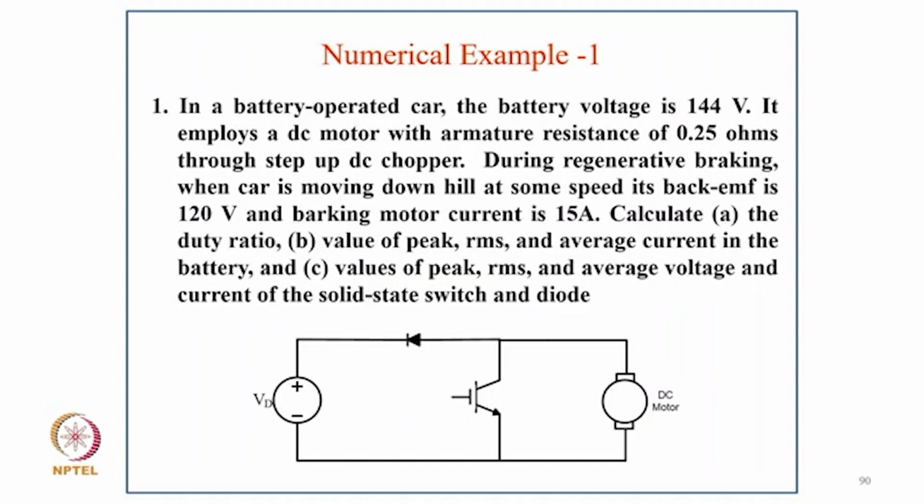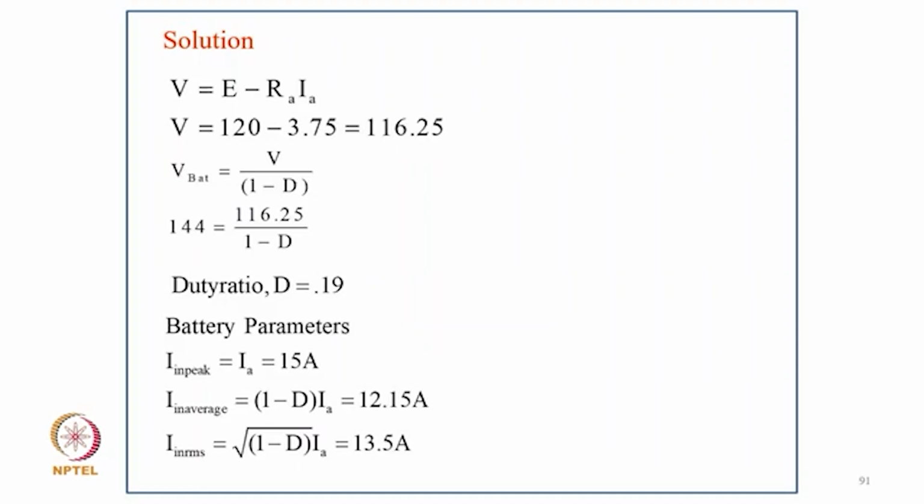Calculate the duty ratio, the value of peak, RMS and average current in the battery, and the value of peak, RMS and average voltage and current of the solid state switch and diode in this typical step-up chopper. V equal to E minus IRA, so V comes putting a value 116.25 volt, and V battery is V upon 1 minus D, so putting the value D comes 0.19. Battery parameters: I in equal to IP equal to 15 ampere, I in average is 1 minus D into IA, that's 12.15, I in RMS is under root 1 minus D into IA, 13.5 ampere.